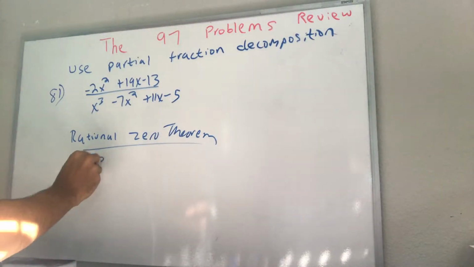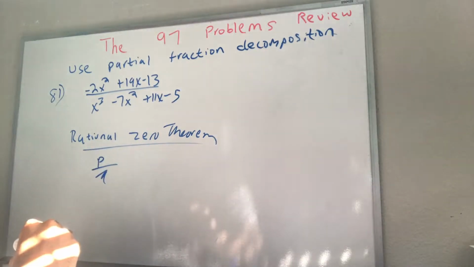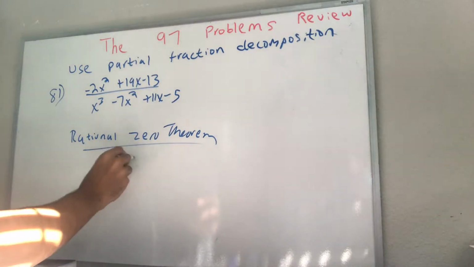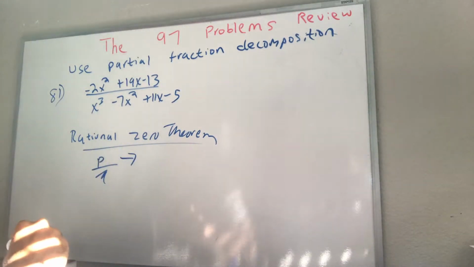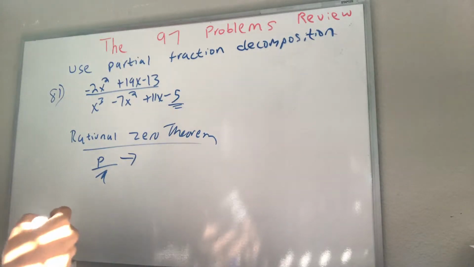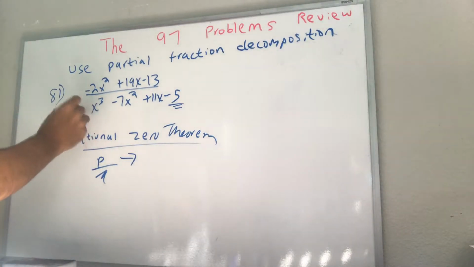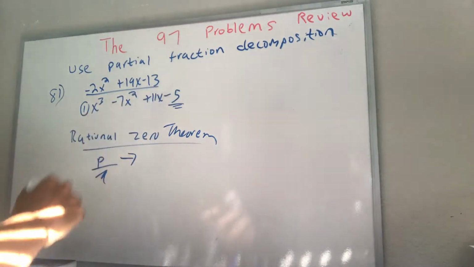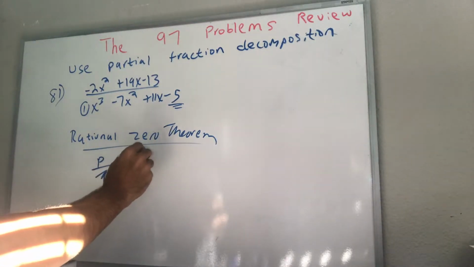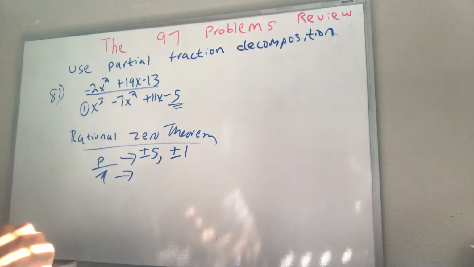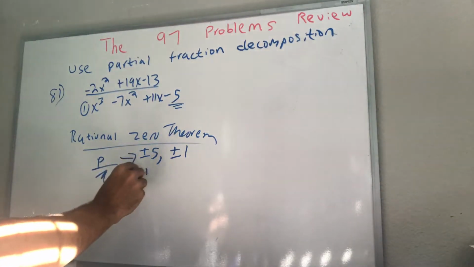If you do p over q, you get the list of all possible factors. And so when I'm saying p over q, really what this means is that p includes all the factors of your constant, which is this. And q here is all the factors of the leading coefficient, which is this x cubed over here. So in this case that would be 1. So the list of possible factors for the constant is plus minus 5 and plus minus 1. And the possible factors for the leading coefficient is plus minus 1.